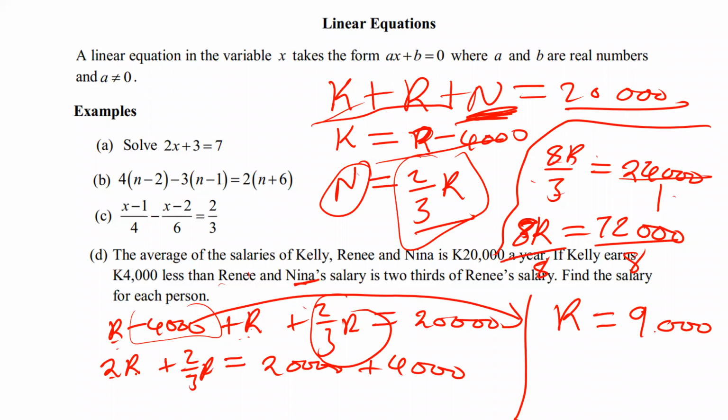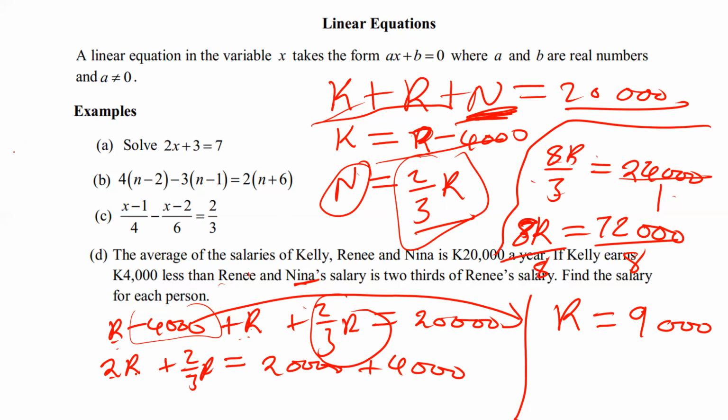So now to find, okay, somebody's asking to say, how do you find 8R? Okay, let me go back to fractions. So I'm going to go back to solving fractions. Okay, let me solve it from here.